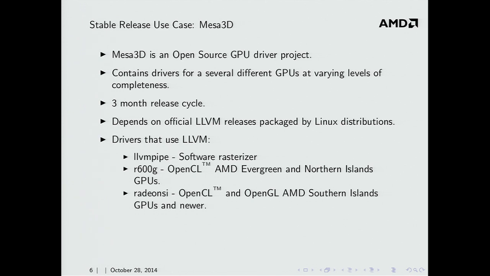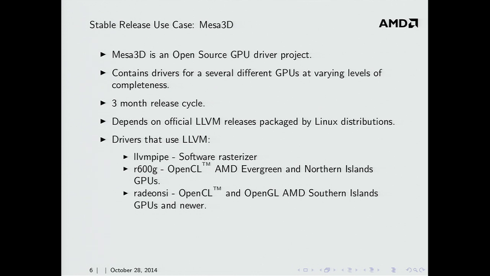Mesa is on a 3-month release cycle, so new features are coming in and new releases are coming out really fast. So it's a little different than LLVM, which is on a 6-month release cycle. And like I mentioned before, it's an open source project that depends on the release packages that come from the distribution. So it's not shipping its own copy of LLVM, it's relying on whatever comes from the system. So within Mesa, there's actually 3 different drivers that use LLVM.